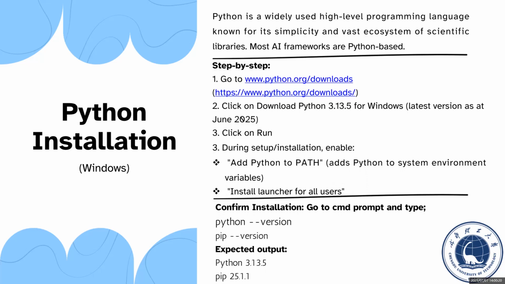Now, the next thing we need to do is to confirm the installation. To confirm what you've installed, just go to cmd prompt and type python space hyphen hyphen version, and then you also use pip space hyphen hyphen version. At the end of the day, the expected output will be Python 3.13.5 and pip 25.1.1.